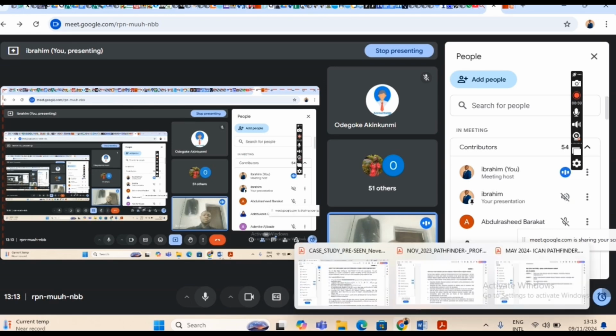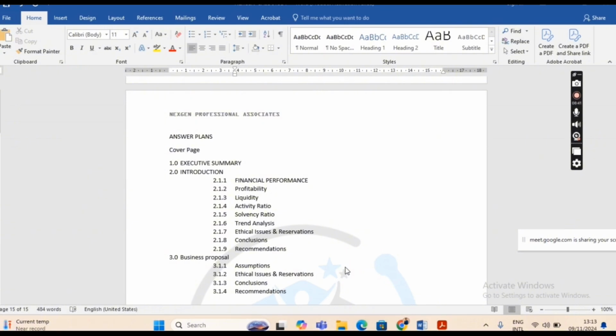So these answer plans will guide you on what to do so that you will not get stuck when you are writing your case study exam. This is the first thing you need to do. Now, from these answer plans, professional colleagues, we will start with the cover page, using the preset for the cover page.